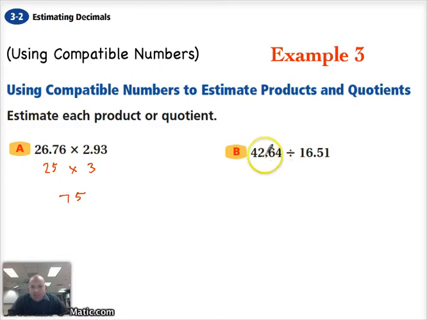Same thing over here. What can I do to make these numbers easier to divide? Well, as I look at this, 42 and 64/100ths, it's close to 45. This is pretty close to 15, and I know 15 goes into 45 very easily. 45 divided by 15 is simply 3. So there are my two estimations using compatible numbers.